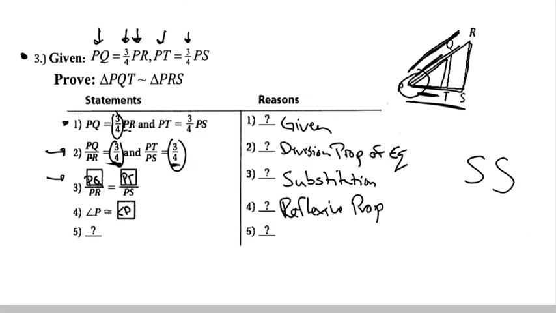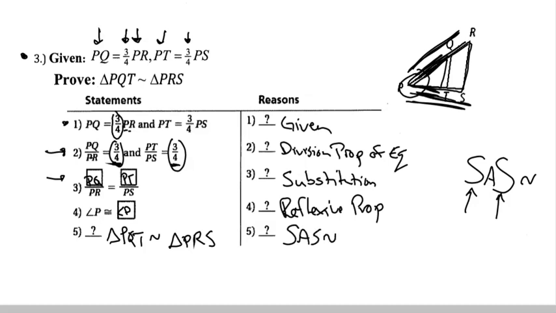And then from there, what we would do is we'd be able to finish our proof. Triangle PQT is similar to triangle PRS. And it looks like we have a side proportional to a side, an angle congruent to an angle, a side proportional to a side. This one is going to be 3/4 of that one. This one is going to be 3/4 of that one. So we can finish with SAS of similarity.